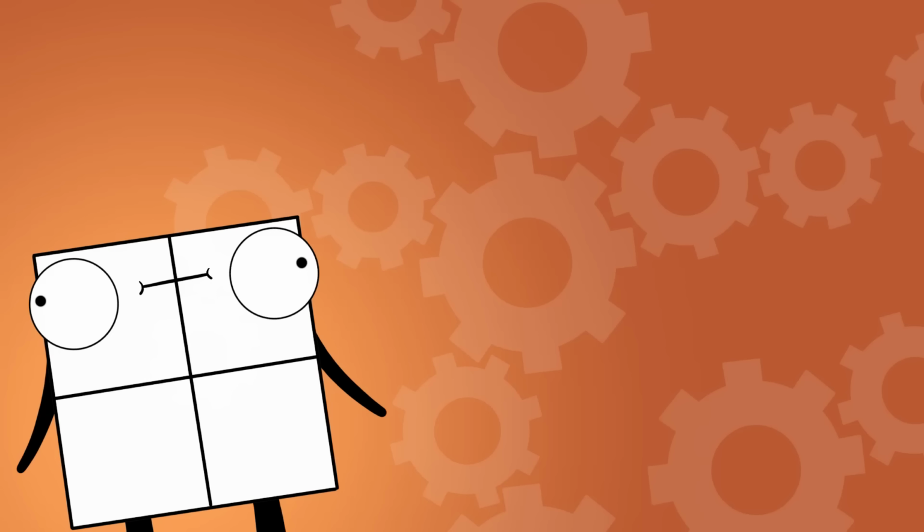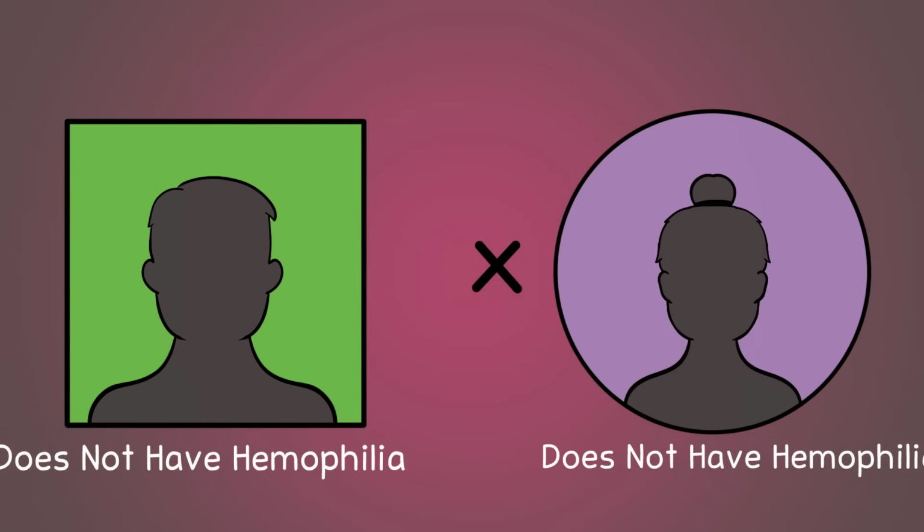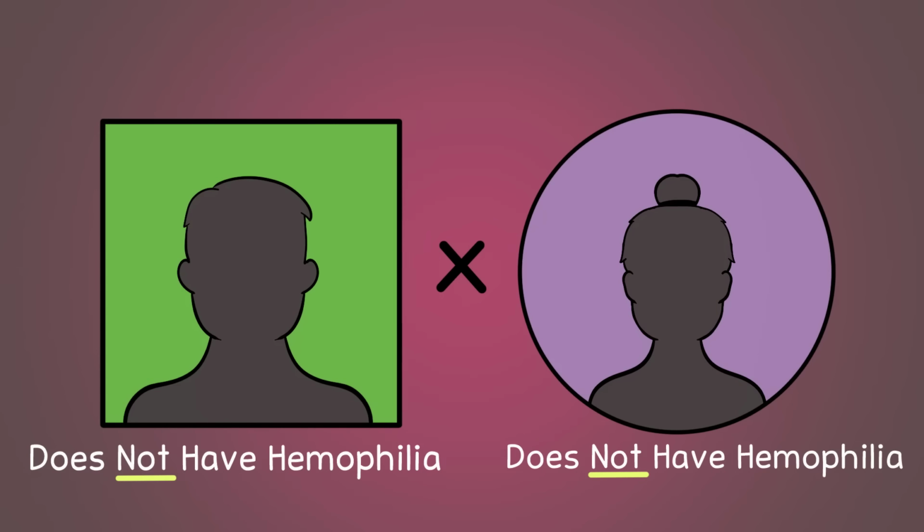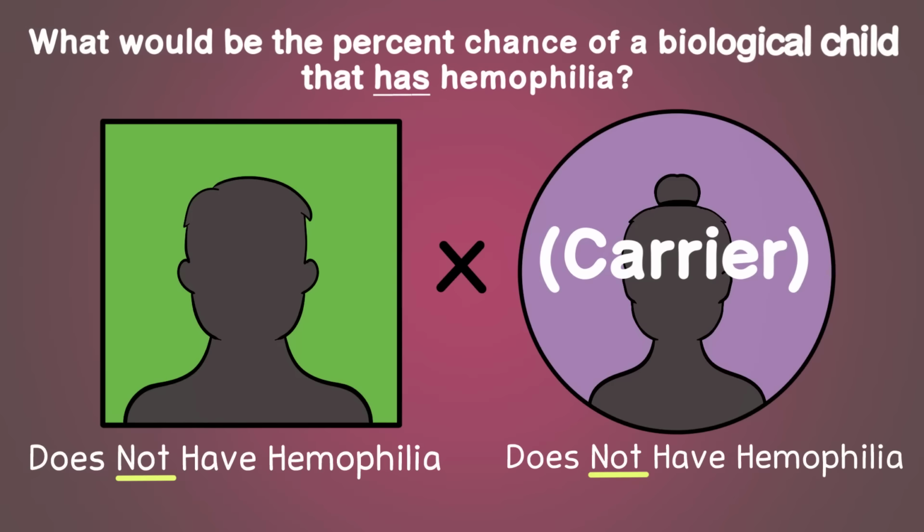Let's try a Punnett square problem with this trait. Let's say these 2 people here both do not have hemophilia, although the female is a carrier of hemophilia. If they together have a biological child, what is the percent chance of the child having hemophilia?